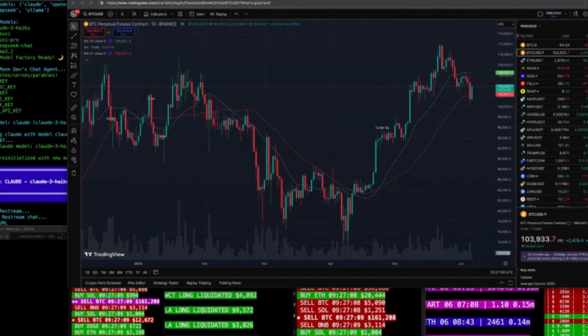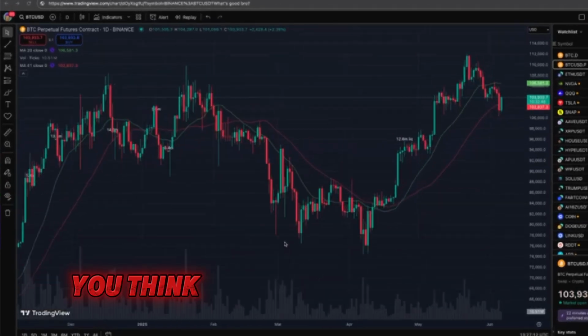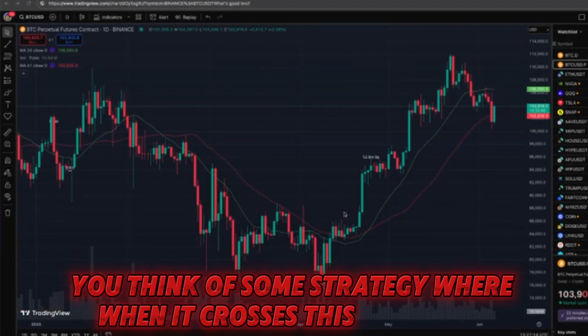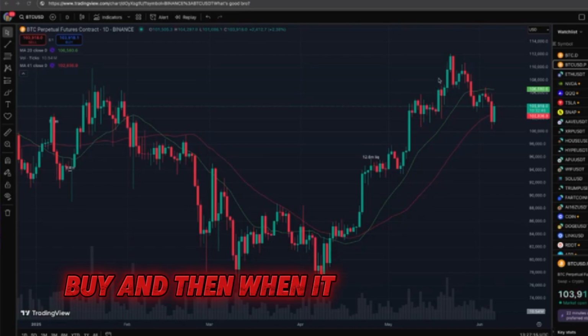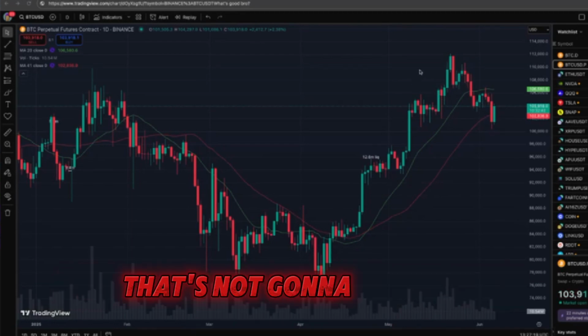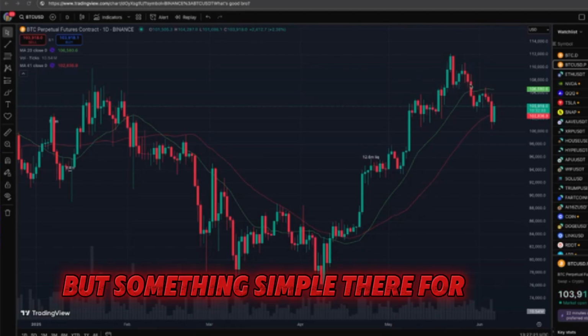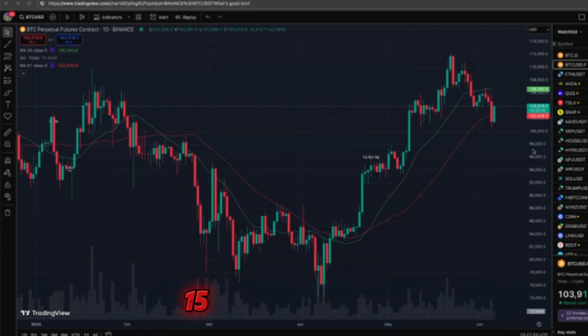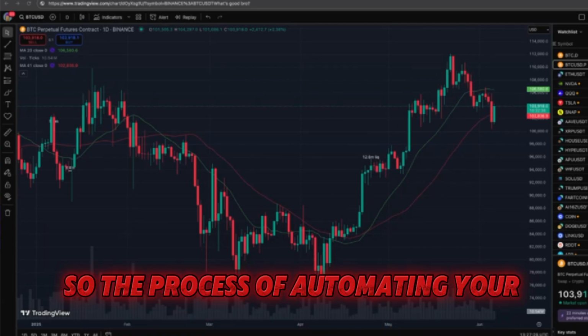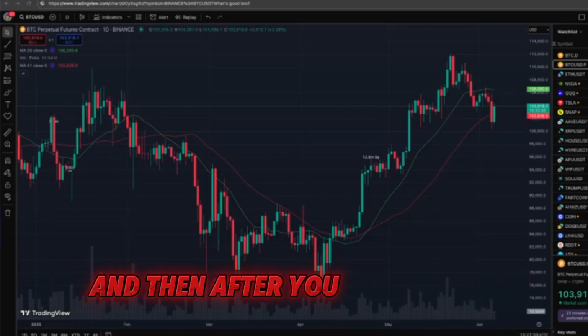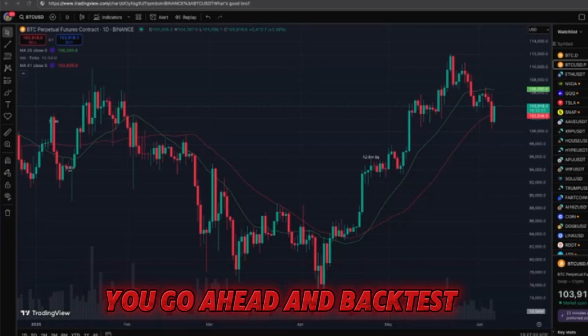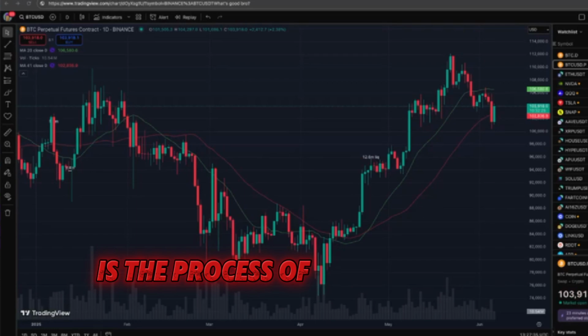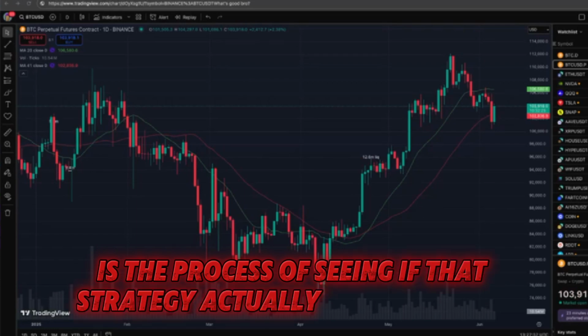And then after you research a strategy, let's say you think of some strategy where when it crosses this green line, buy, and then when it crosses again, sell. That's not going to work in production, but something simple there for you. Well, you can actually test to see if this has worked in the last 10 years, 15 years, 20 years. So the process of automating your trading starts with research. And then after you find a good strategy, you go ahead and backtest it. Backtesting is the process of seeing if that strategy actually worked in the past.